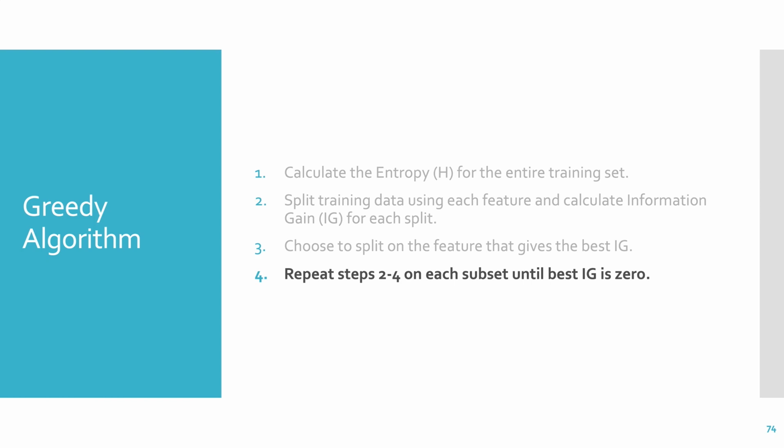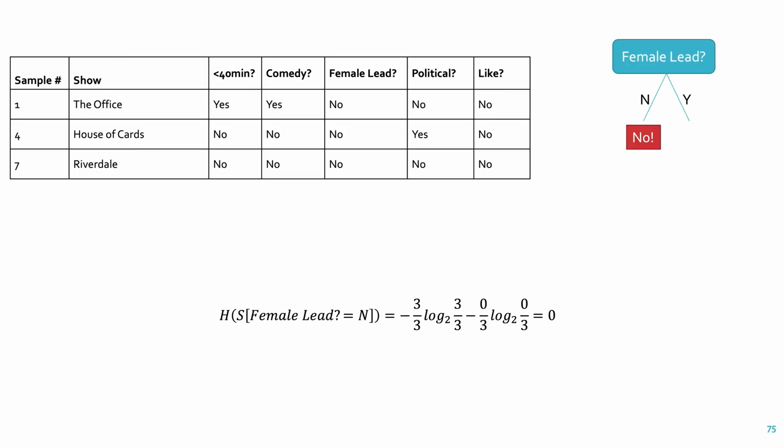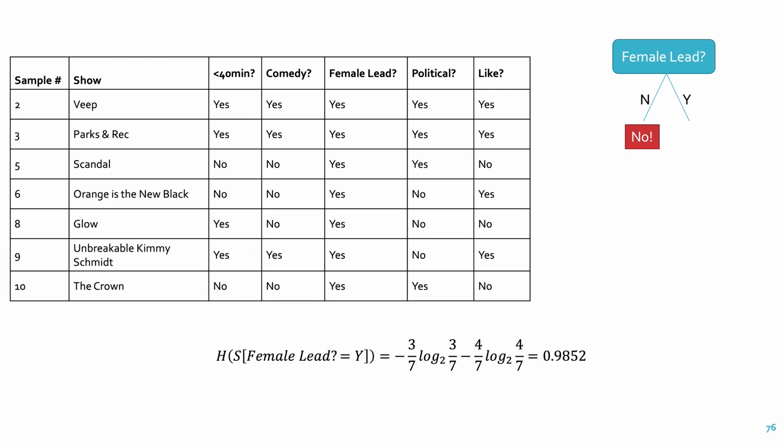Let's calculate those first. Looking at the left side of female lead, that is, when female lead equals no, in that case, we don't seem to like any of those TV shows. The entropy here is 0. This means that it is entirely predictable, and so we predict no on this side. Now let's look at the right side of the tree, when female lead equals yes. In this case, we have 4 out of 7 labels of yes and 3 out of 7 no's. This gives us an entropy of 0.98.